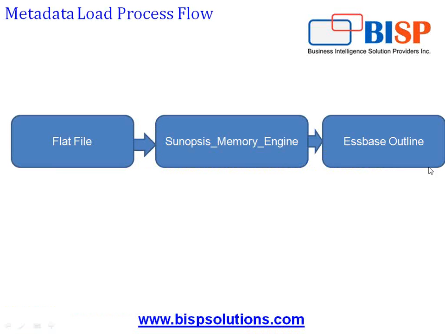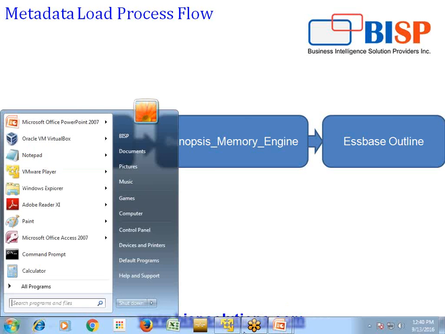So in my example today, my source is going to be a flat file. I would be using Synopsys as an intermediate staging layer, and we would be using an Essbase outline as the target. So let's get started.